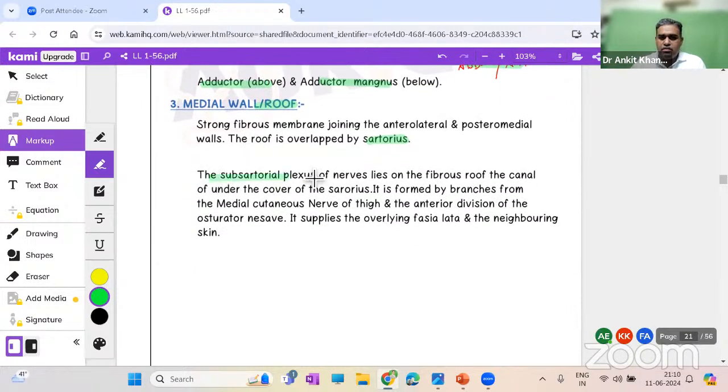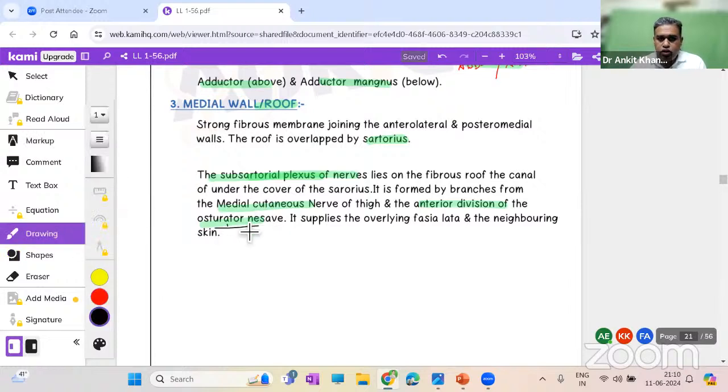So you can also write a 1 mark question for the subsartorial plexus of nerves. Mainly the medial cutaneous nerve and the anterior division of the obturator nerve. This is the obturator nerve over here, right? Obturator nerve. They are from the plexus, right?